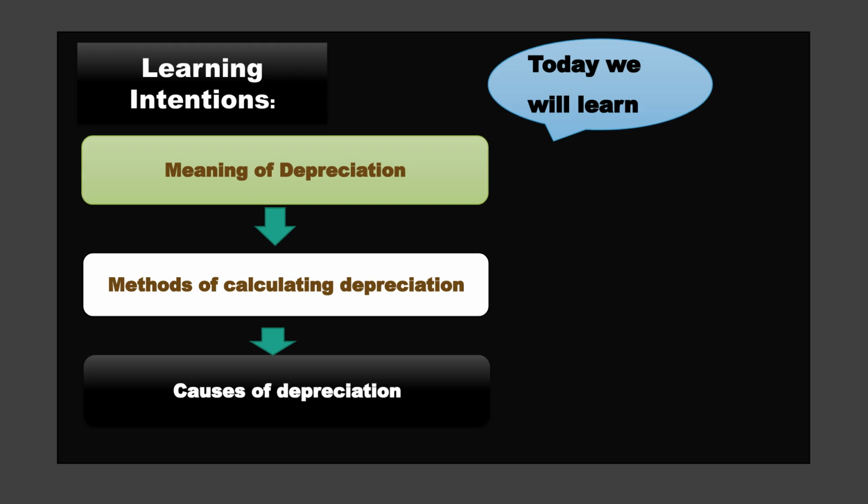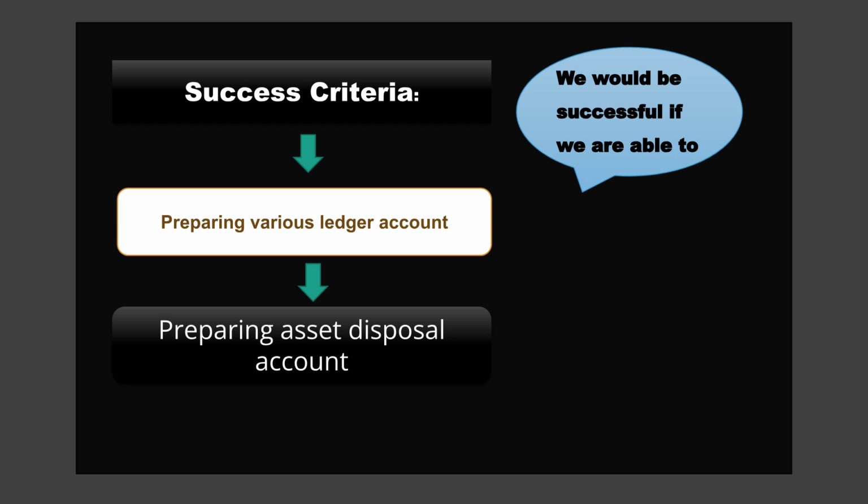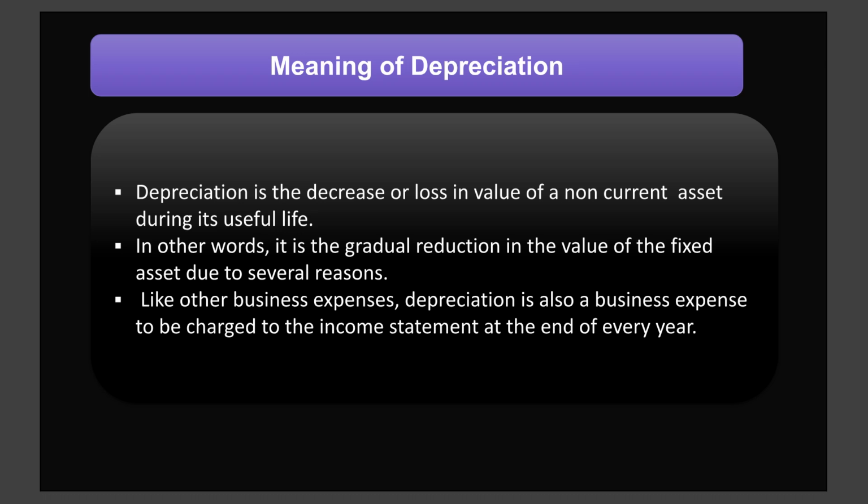Our learning intentions today are to understand the meaning of depreciation, the methods of calculating it, and its causes. We will be successful if we are able to prepare various ledger accounts and the asset disposal account related to depreciation. Depreciation is the decrease or loss in value of a non-current asset over its useful life. It is a business expense charged to the income statement every year.